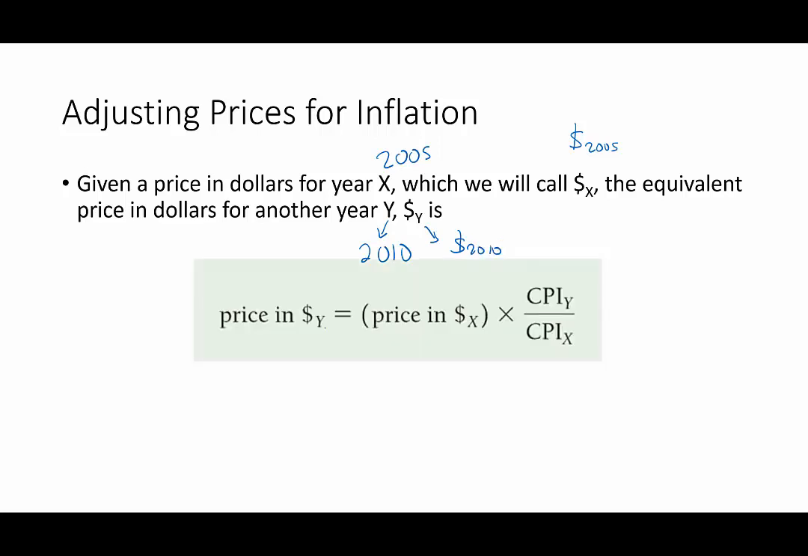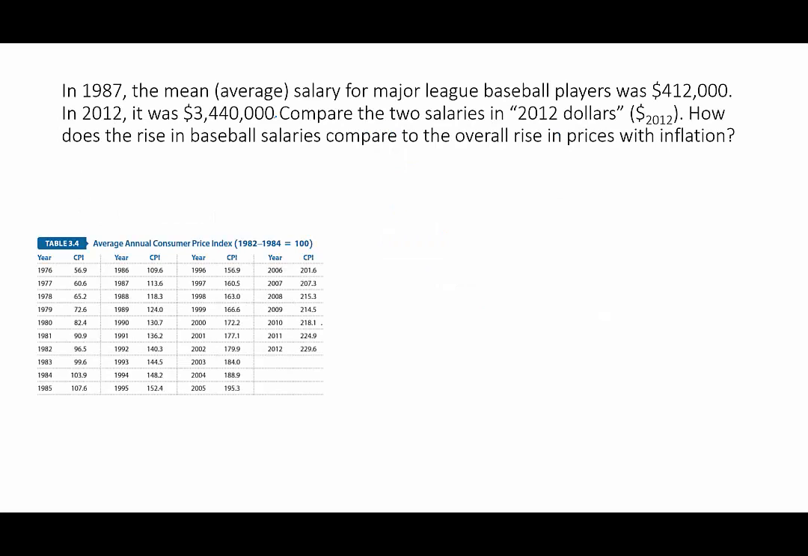The price in 2010 is equal to the price in 2005 times the CPI of 2010 over the CPI of 2005. But I just used those arbitrary years. Of course, we can use X and Y to represent that these could be any of the years that we have information on. Let's look at an example of adjusting the price for inflation.